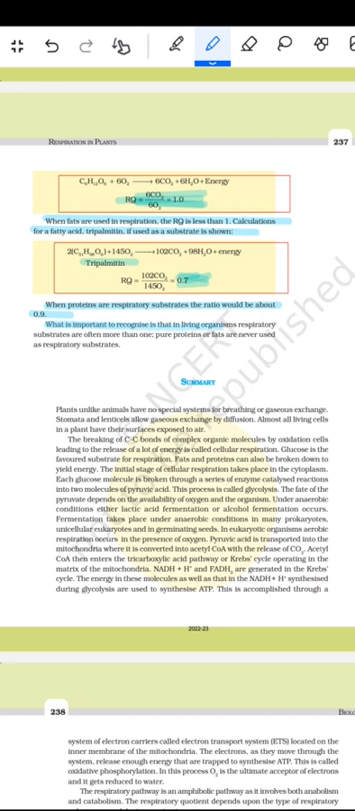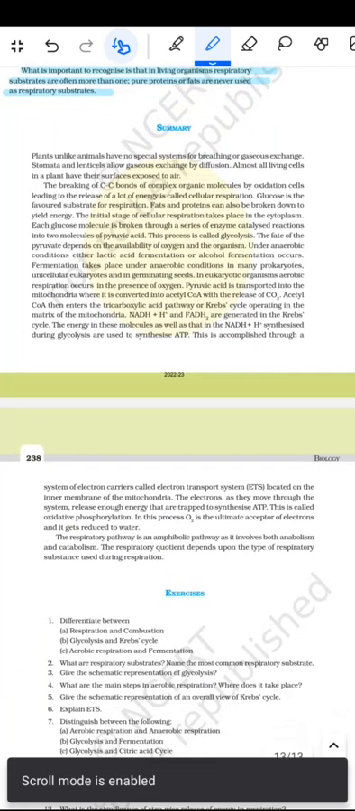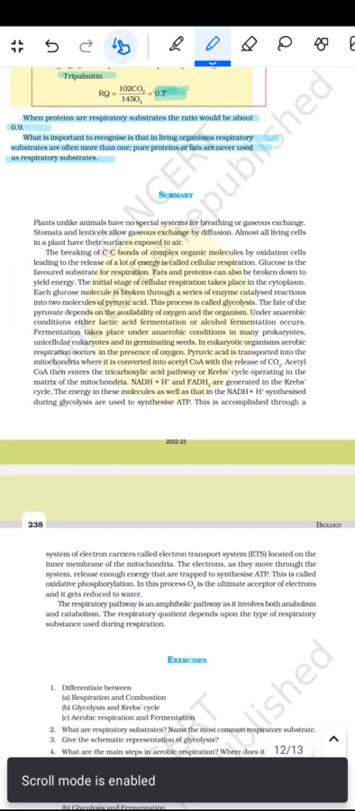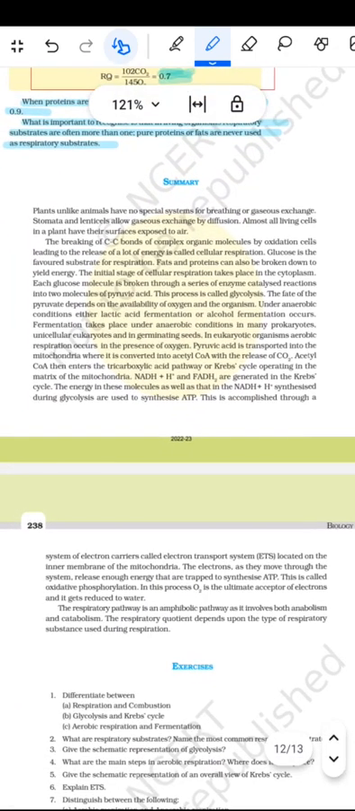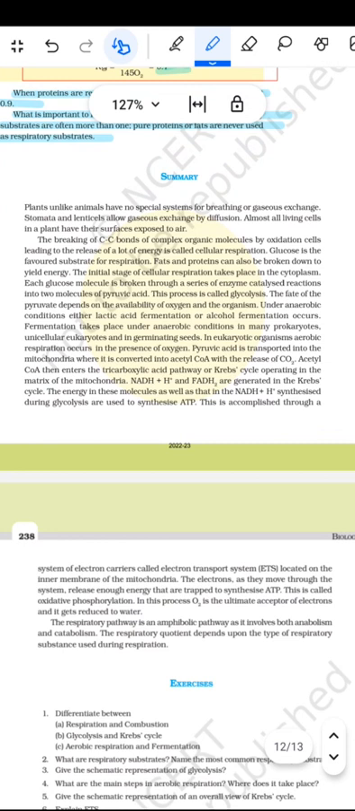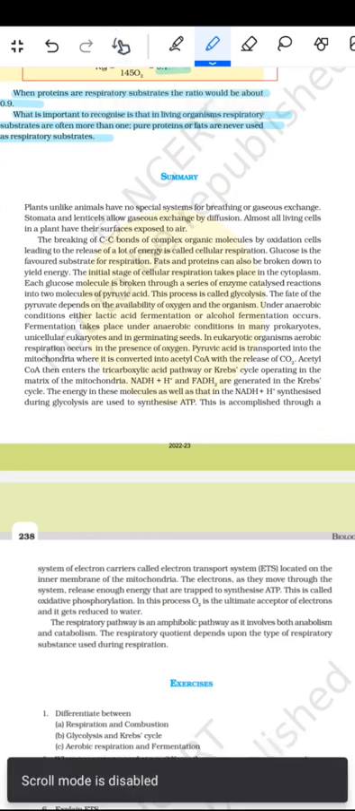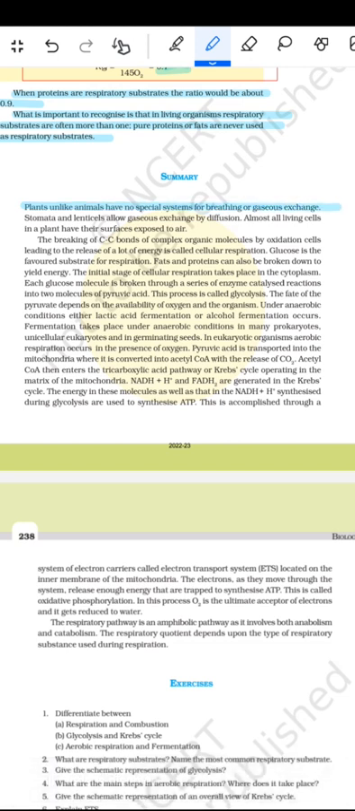But important to recognize that in the living organism respiratory substrates are often more than one. प्योर प्रोटीन्स और फैट्स are never used as a respiratory substrate. प्योर प्रोटीन्स और फैट्स को हम कहीं भी रेस्पिरेटरी सबस्ट्रेट के रूप में यूज नहीं करते हैं. फिर आता है प्लांट्स का summary: plants, unlike animals, have no special system for the breathing and the gaseous exchange. Stomata and the lenticel cells allow the gaseous exchange by the diffusion.